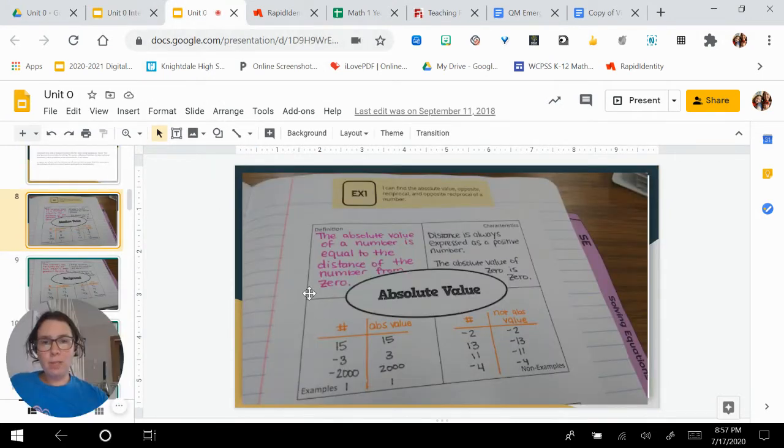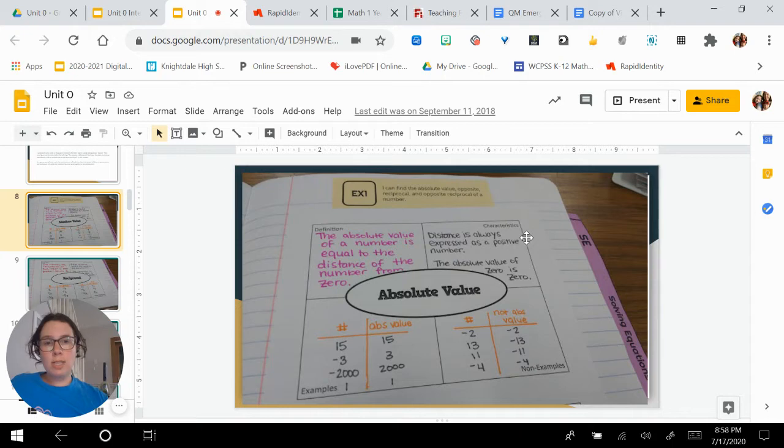So the absolute value of a number is equal to the distance of the number from 0. So if my number is 6, the absolute value of that is 6 because it's 6 spots away from 0. If I have -6, I'm still 6 spots away from 0. I'm just in the other direction. So the absolute value of -6 is still 6. Okay, so that's the definition.